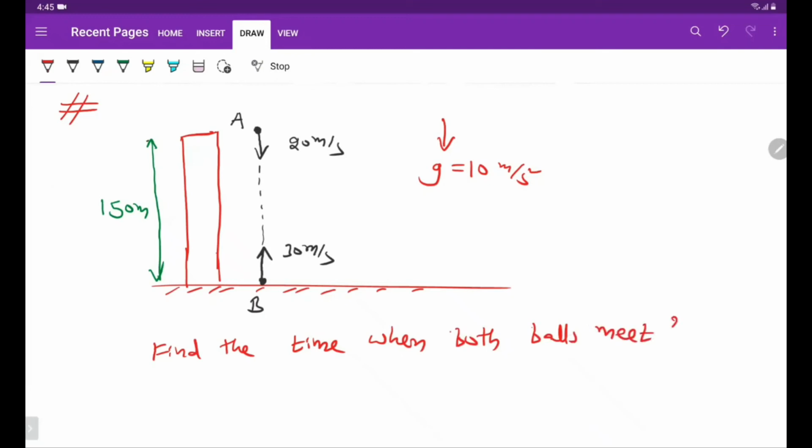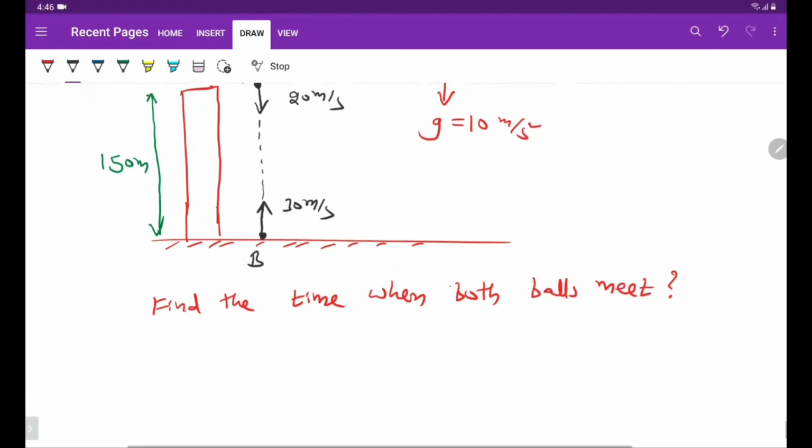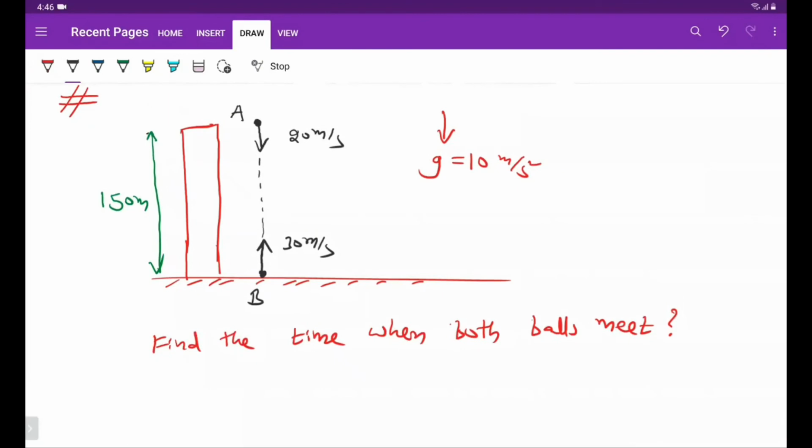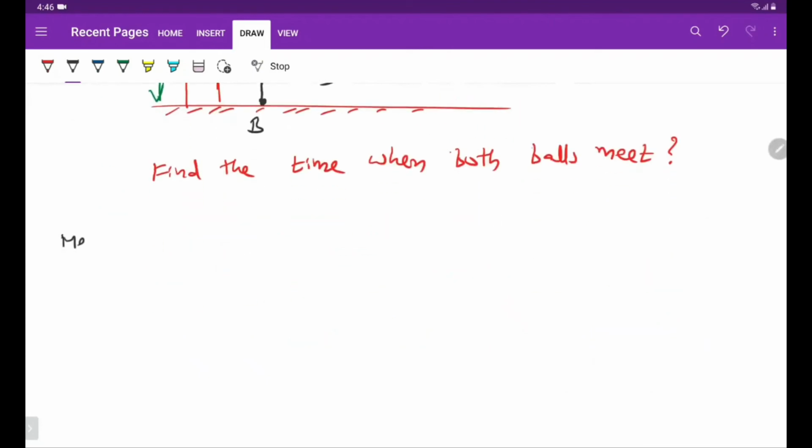This problem, if we solve using the relative velocity concept, will be very, very easy. Here we can proceed like this. This problem also we can do using two methods. So if I choose method one, the general method.